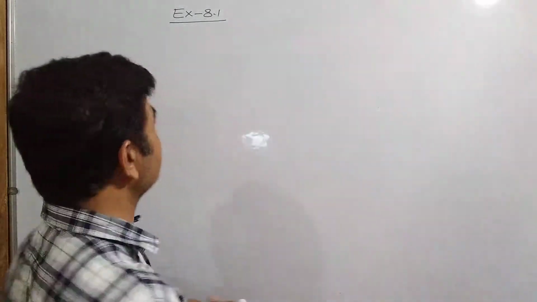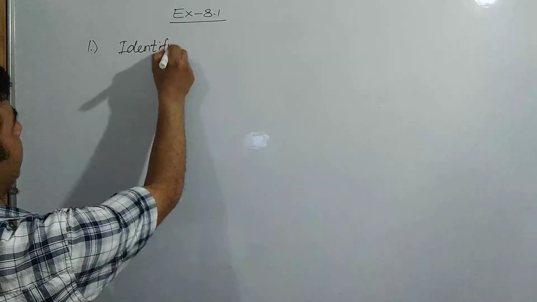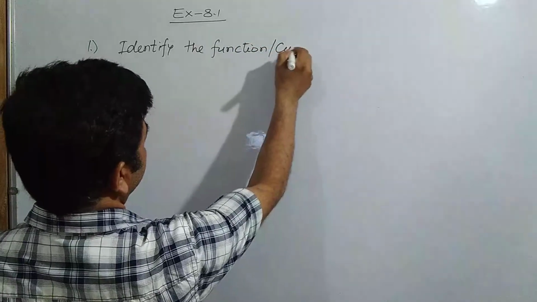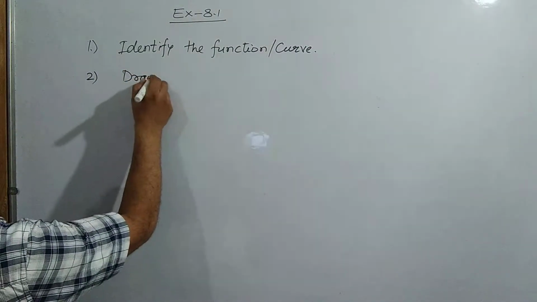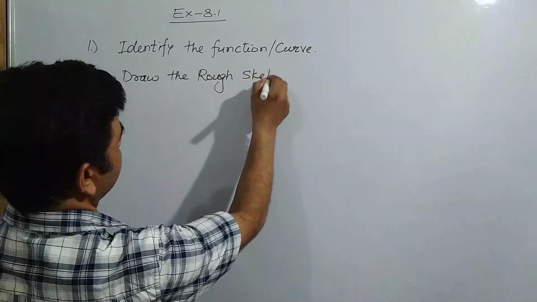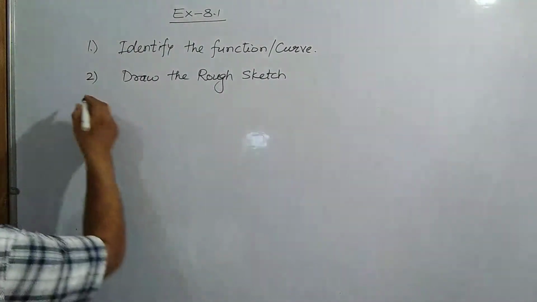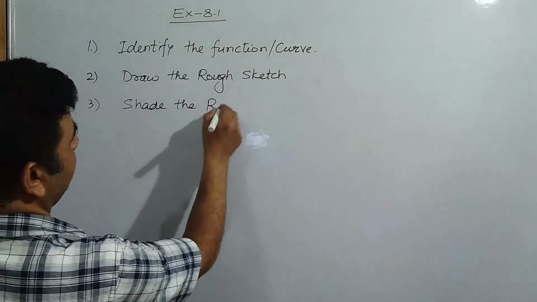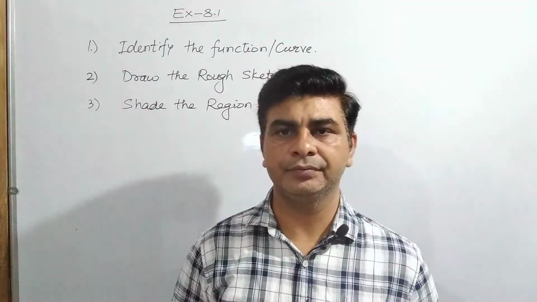So the first work is to identify the given curve or the function. After that, you have to draw the rough sketch of the given function or the curve. Next, you need to shade the region whose area you require to find.